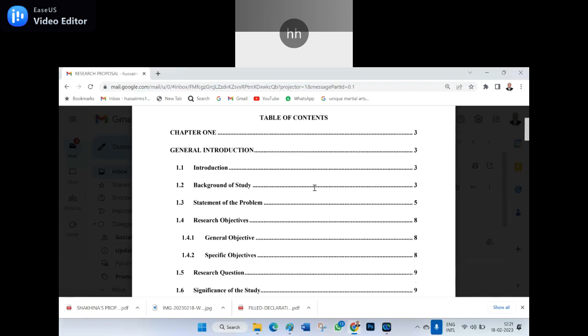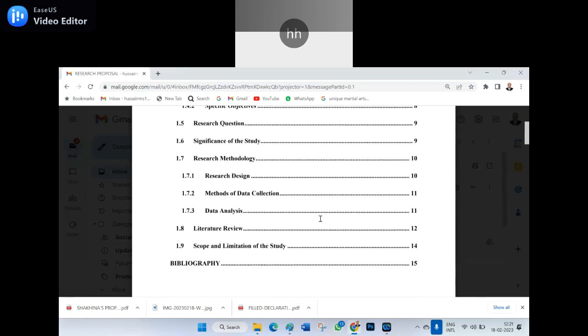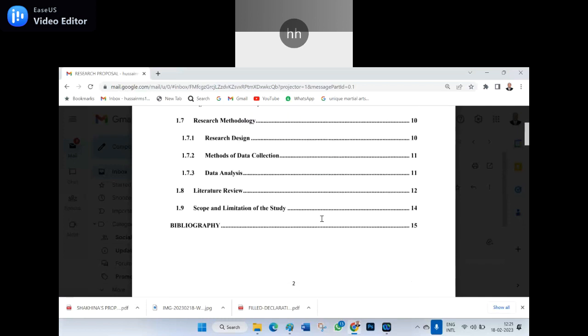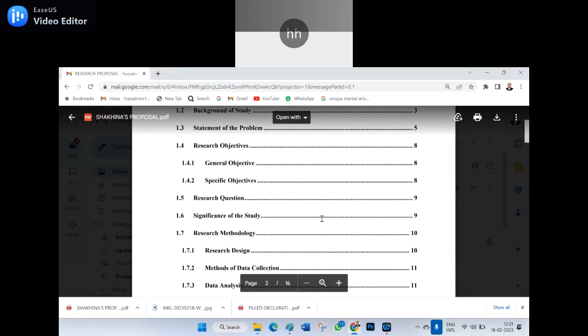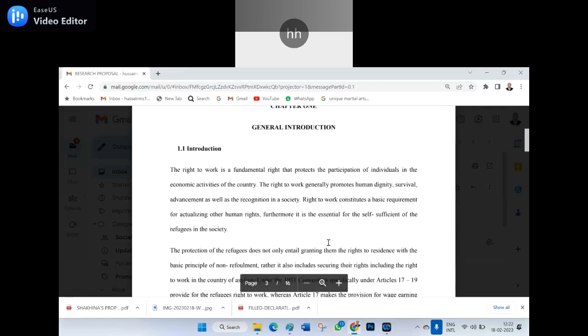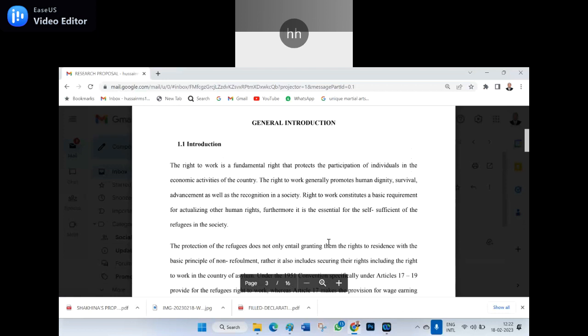Chapter 1, okay, it is there, general introduction. Then 1.1 introduction, background of the study, okay, there is no problem at all, significance of the study, research methodology, research design, literature review, and scope and limitation of the study. But I would like to see where the hypothesis has come. General objective, specific objective, significance and research methodology, where is the hypothesis? She wrote the research question as a hypothesis. That is the old style of making. But anyway, it doesn't matter.